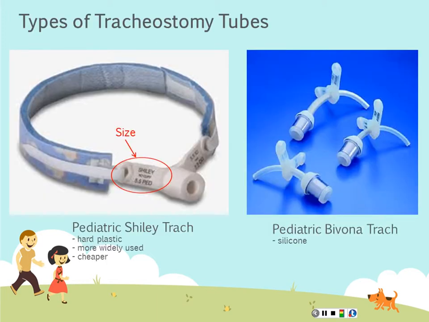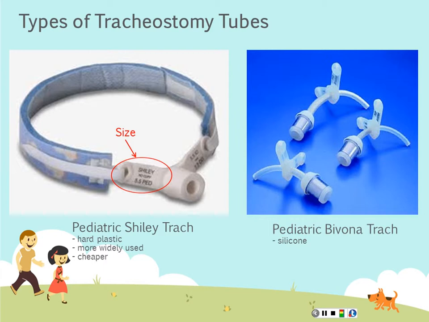So going back to what type of tracheostomy tube do we have? The first you're going to see on the left is an example of a pediatric Shiley trach. These trachs are ones you generally have probably seen used in adults as well. They're hard plastic. They are more widely used than the Bivona trachs, and they're also cheaper overall. With this actual pediatric Shiley trach, you are seeing the nice Velcro straps attached to it, which makes it very easy with children to remove the edge, clean under, and keep their neck and their skin integrity intact and really clean, and then replace them as well.